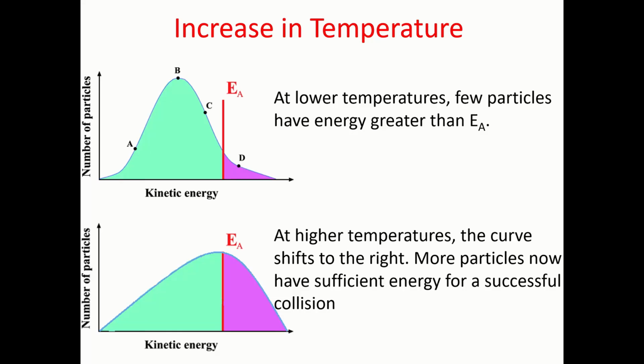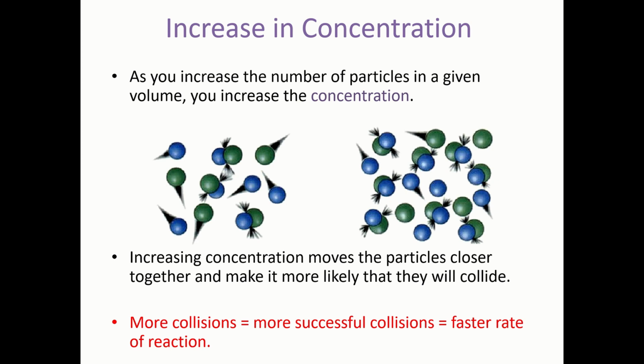So you can see the two together just now, just talking about at lower temperatures, fewer particles have energy greater than EA, which is activation energy. At higher temperatures, the curve shifts to the right, more particles now have sufficient energy for a successful collision. Okay. What about concentration? We know if I were to add in more particles into the same volume, I can end up with more collisions.